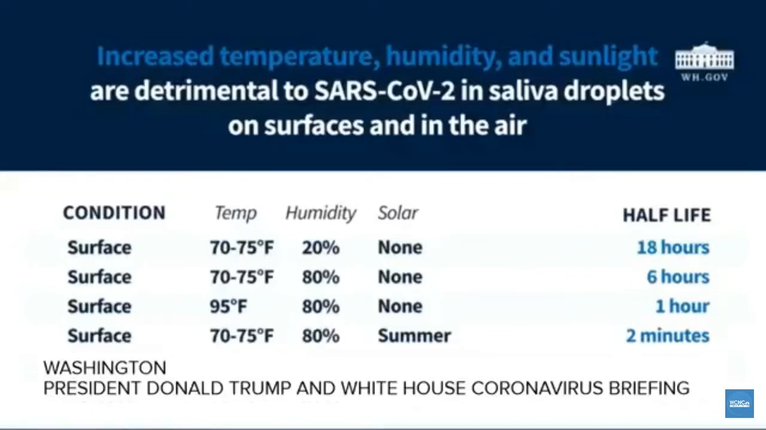If you look at the fourth line, you inject the sunlight into that, you inject UV rays into that. The same conditions as line 2, at 70 to 75 degrees with 80% humidity on the surface, and look at line 4, but now you inject the sun, the half-life goes from 6 hours to 2 minutes. That's how much of an impact the UV rays have on the virus.